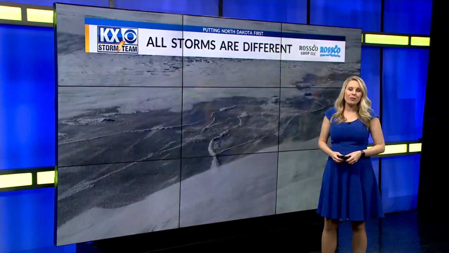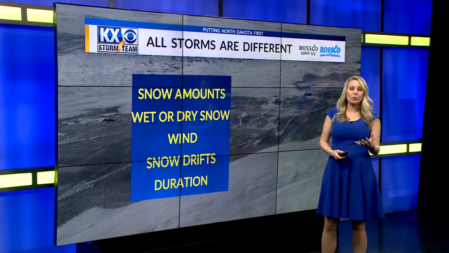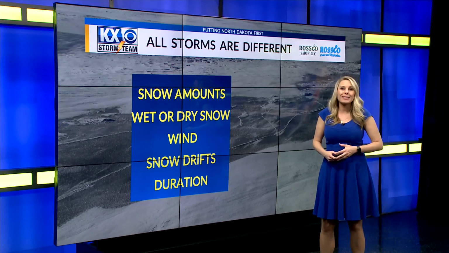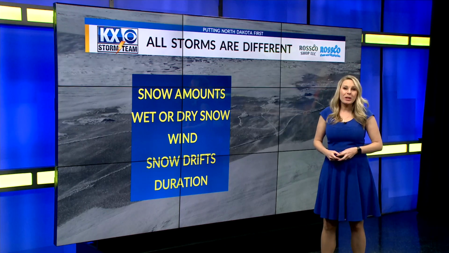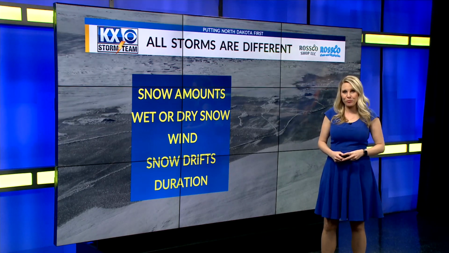But what's really important here when it comes to snowstorms is that they will all be different. They'll have different snow amounts. They could have dry snow that piles up easily or wet snow that's much more compact. They can all have different wind, and some can last for days while others can last for 24 hours.